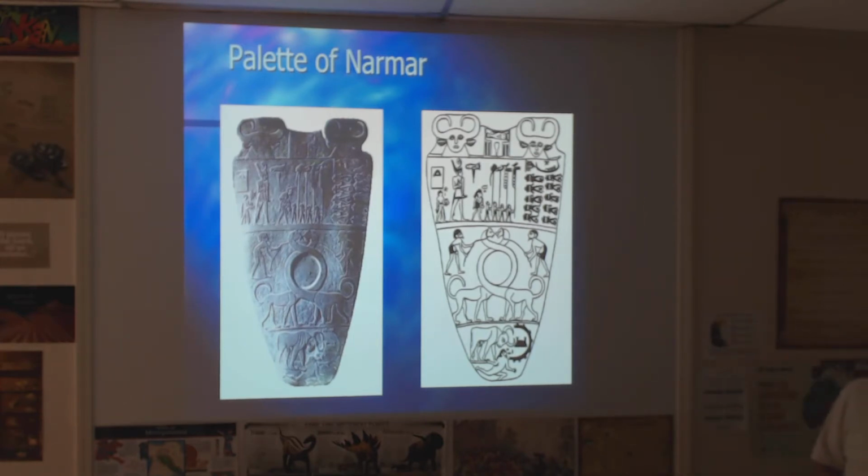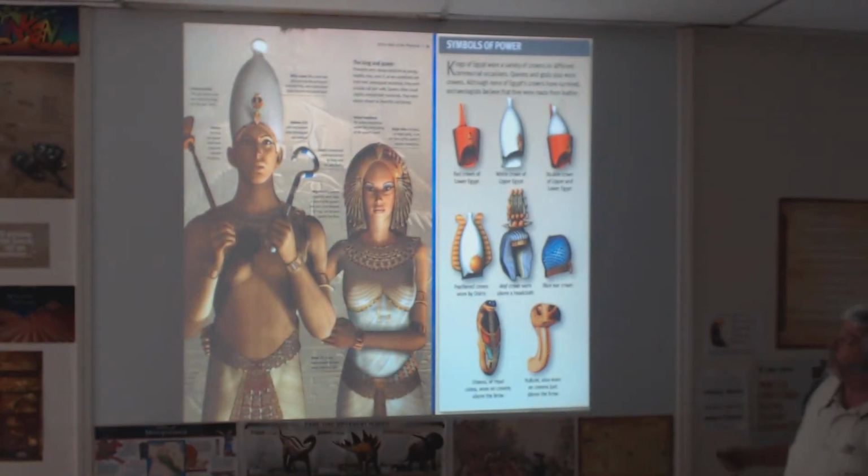All right. We mentioned that Narmer had 2 crowns. Here we have a look at them. Here's the red crown of Lower Egypt, the white crown of Upper Egypt. Now what you'll see in hieroglyphics of pharaohs a lot of times, the 2 put together, the double crown of Upper and Lower Egypt. Here's a feathered crown worn by Osiris. Here's some different crowns that we might see from time to time.